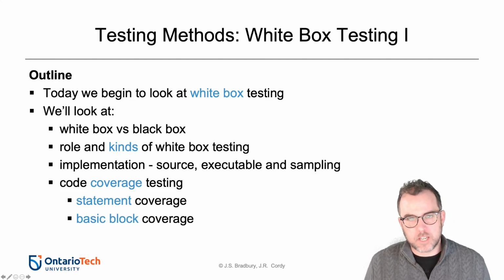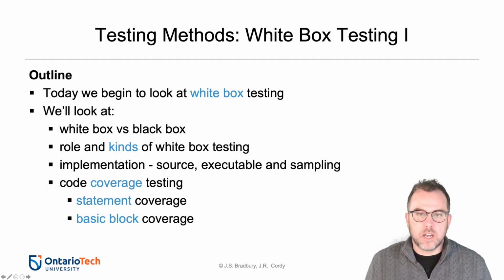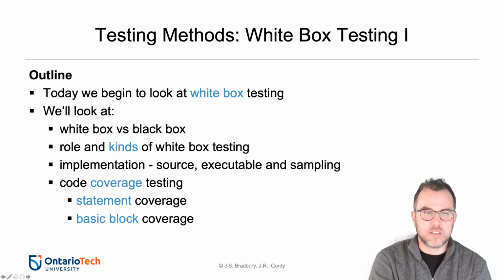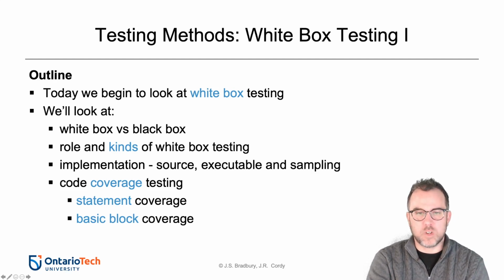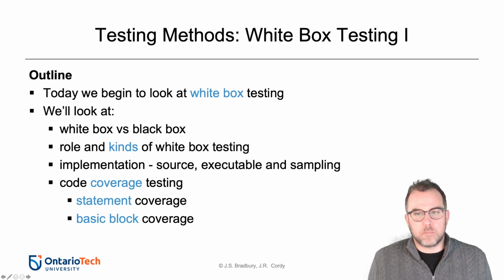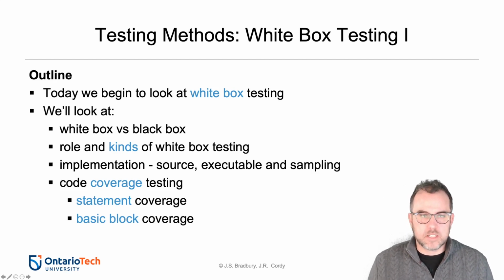So we're going to talk about the different types of white box testing and the role white box testing plays as part of the overall quality assurance approach. We're also going to talk about how we can implement white box techniques, and we'll discuss two particular coverage methods for white box. One of them is called statement coverage, where we want our tests to cover every single statement in the code, meaning at least one test executes every statement, and the other one is covering blocks of code. So let's get started on that.